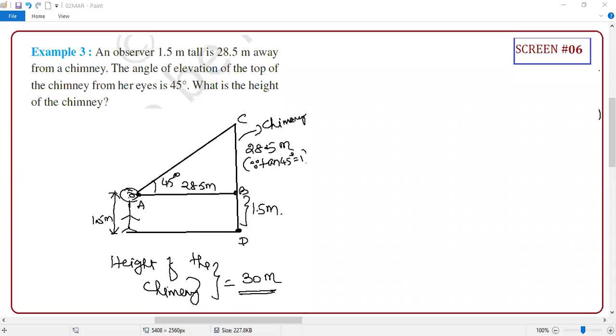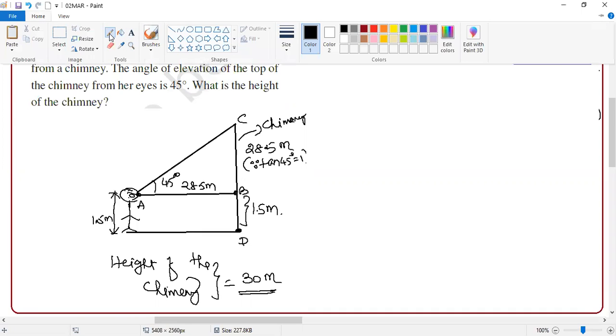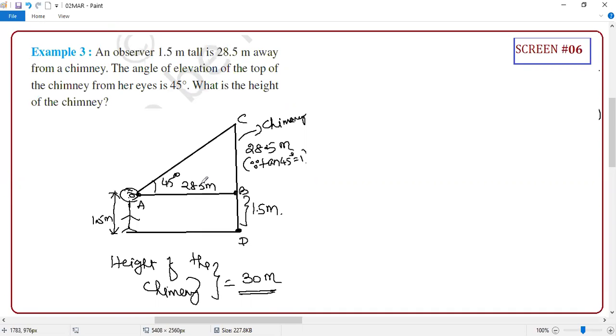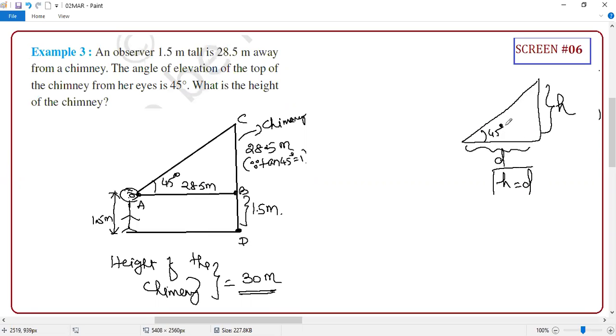Sir, tan 45 means that 28.5 will come here. Tan 45 means, the beauty of tan 45, please remember: the moment you put tan 45, whatever height and whatever distance, both are equal. This H and D, H equal to D. Remember this, it is the beauty of tan 45. Tan 60 also same like tan 45, sir?